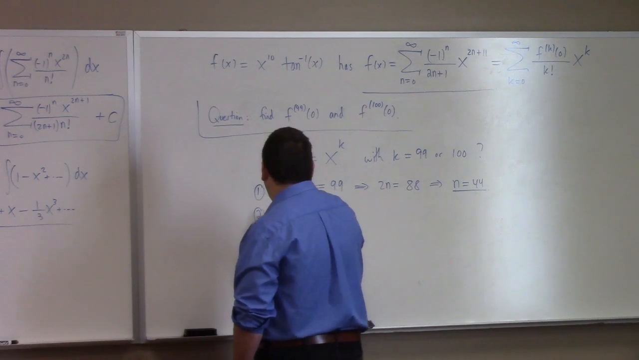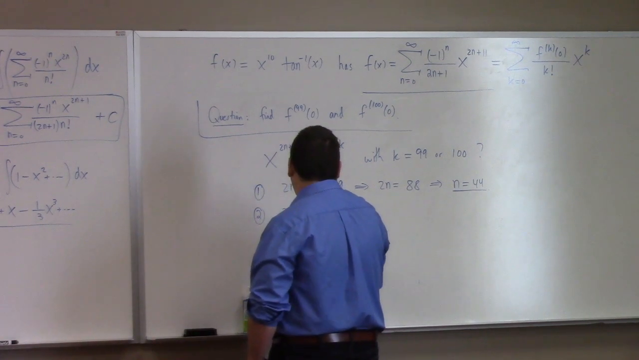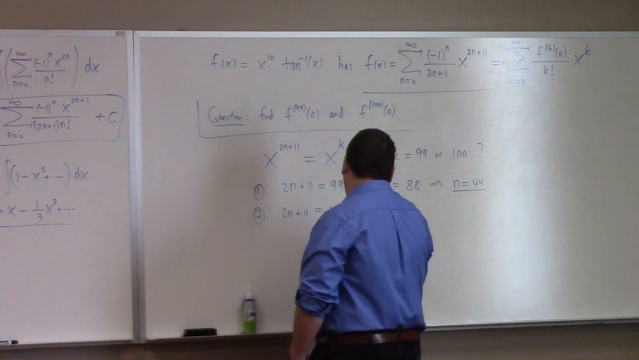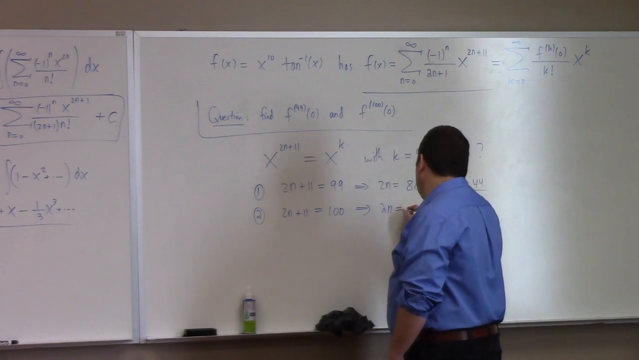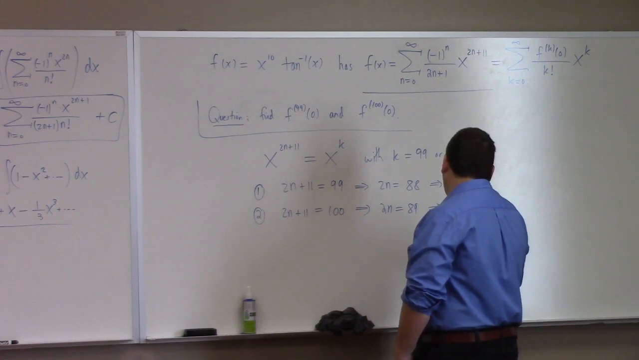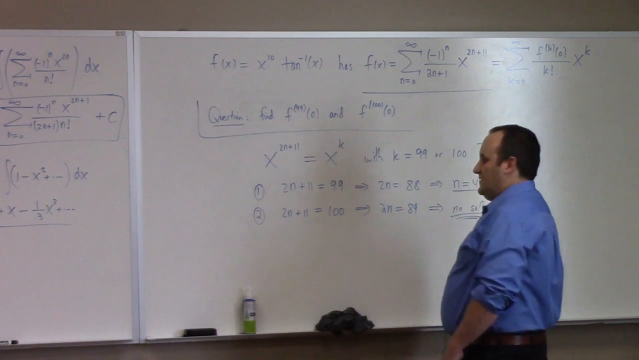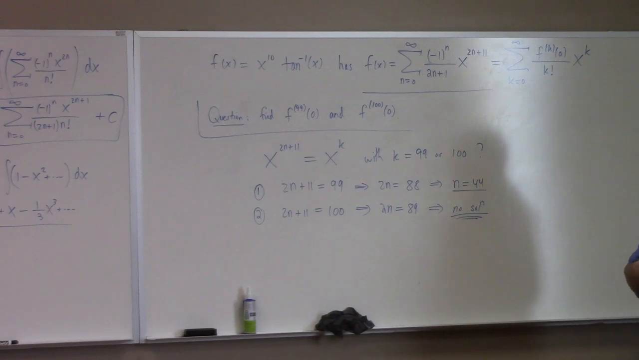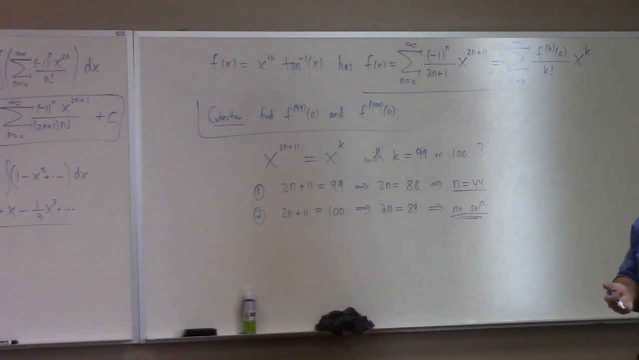Case number 2, if you look at 2n plus 11 equal to 100, well, that says that 2n is equal to 89, which means no solution. See, because if you get n is 45.2, there's no 45.2 power in the power series expansion, right? You're looking for whole numbers. If it's not got a whole number solution, that just goes to the fact that there is not an x to the 100 type term in the power series expansion of x to the 10th times inverse tangent x.